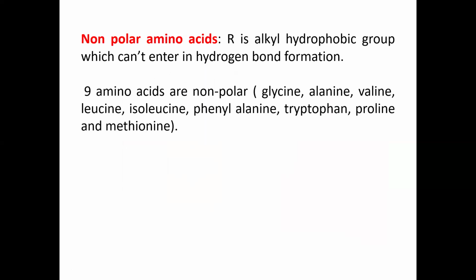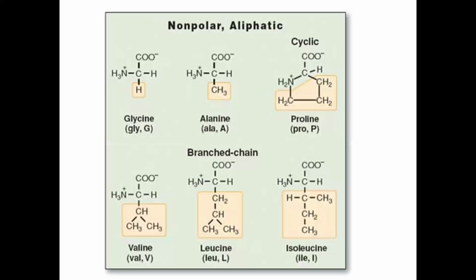So non-polar amino acids, the R or the alkyl hydrophobic group, can't enter into hydrogen bond formation. There are 9 amino acids that are non-polar. We have glycine, alanine, valine, leucine, isoleucine, phenylalanine, tryptophan, proline, and methionine. So the non-polar ones that have an aliphatic side chain, we have them here.